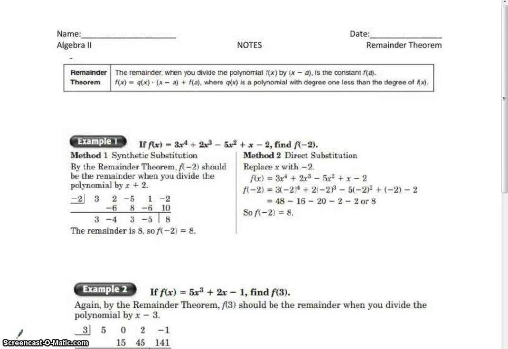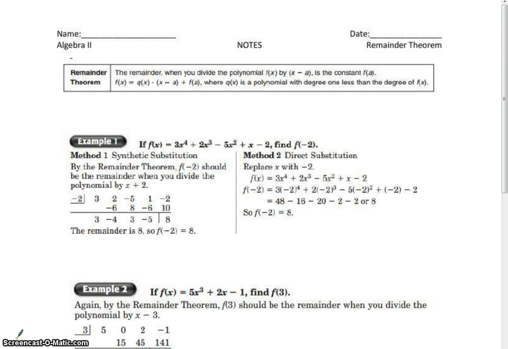This is for Algebra 2. We are looking at the remainder theorem. And the remainder theorem states that the remainder, when you divide the polynomial f of x by x minus a, is the constant f of a.